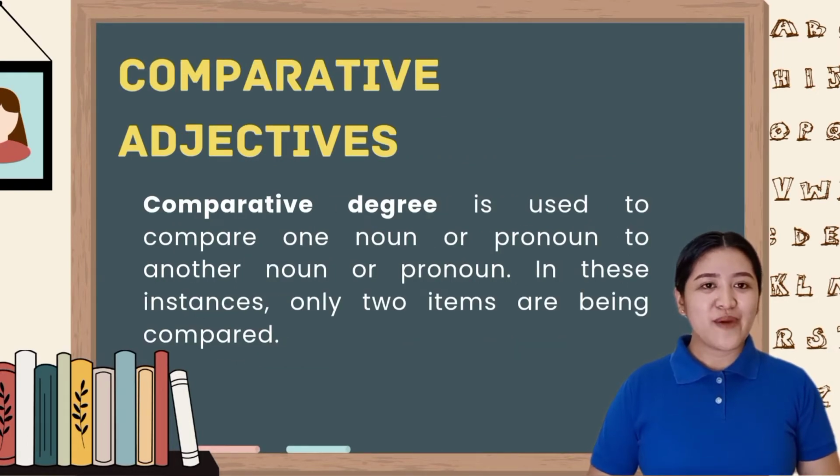The next degree of adjective is the comparative degree. Comparative degree is used to compare one noun or pronoun to another noun or pronoun. In these instances, only 2 items are being compared. An adjective is said to be in the comparative degree when it is used to compare 2 nouns or pronouns. Words like than and to are used after the comparative adjective in a sentence to show comparison of the 2 things.